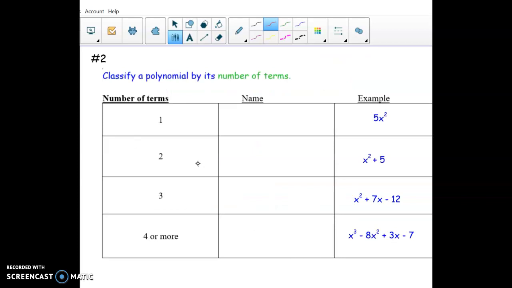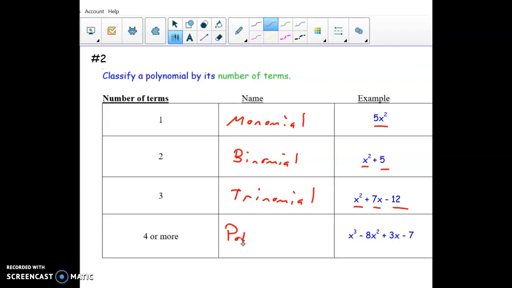All right. Now, by number of terms, again, I'd pause it, try this, and then watch the answers. All right, so if it's only got one part, that's called monomial. So these all end in like binomial, like nomial. They end in nomial, so this is monomial. Two terms is binomial. Three terms is trinomial. And then after that, there's no special word, so it's just going to be poly, meaning many. So polynomial for many terms, for anything that's 4 or more.